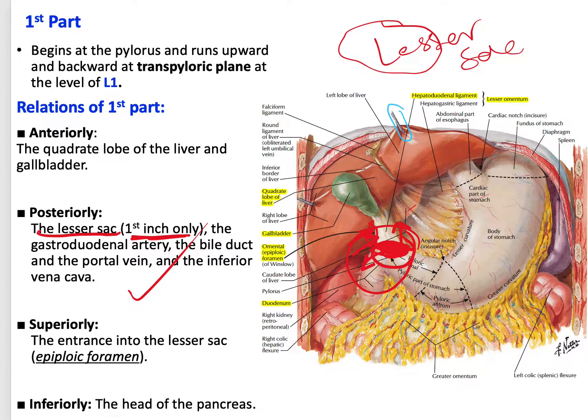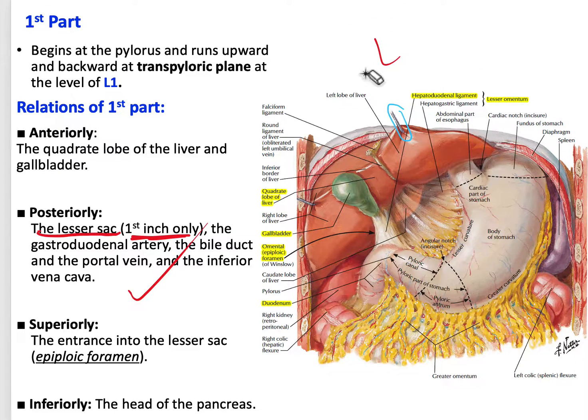Superiorly, I think you can see, is the entrance to the lesser sac. We said behind the lesser omentum, we have the lesser sac. So this is the entrance to the lesser sac. You can insert your finger during surgery. You can insert your finger here through the omental or epiploic foramen, or foramen of Winslow. All of these names are used, but the most common one is epiploic foramen. So that is superior to the first part.